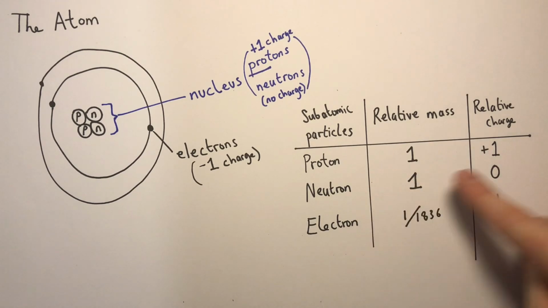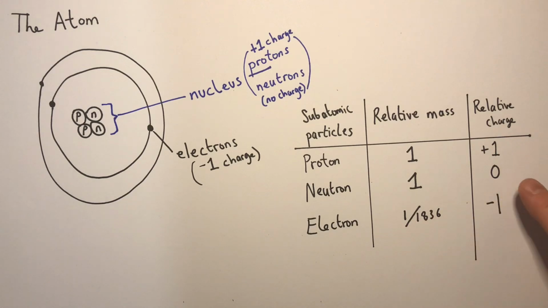And as we said, the proton has a +1 charge, the neutron has no charge, and the electron has a -1 charge.